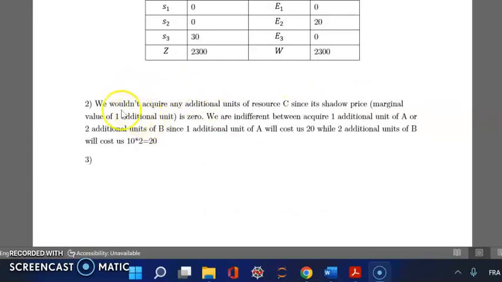I went ahead and wrote down the answer, and I will make sure to send you the notes later.